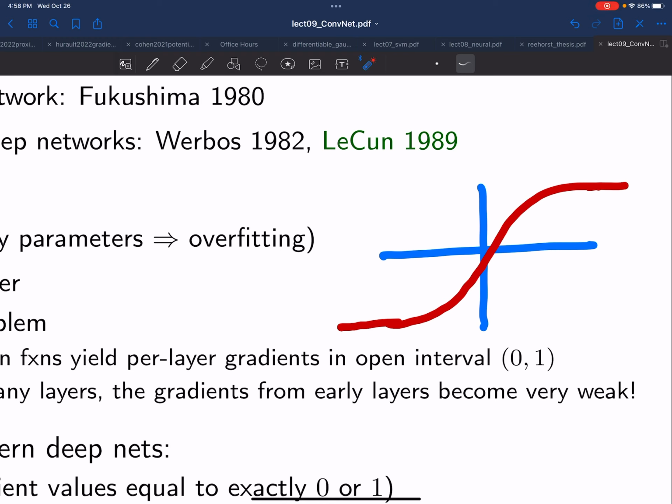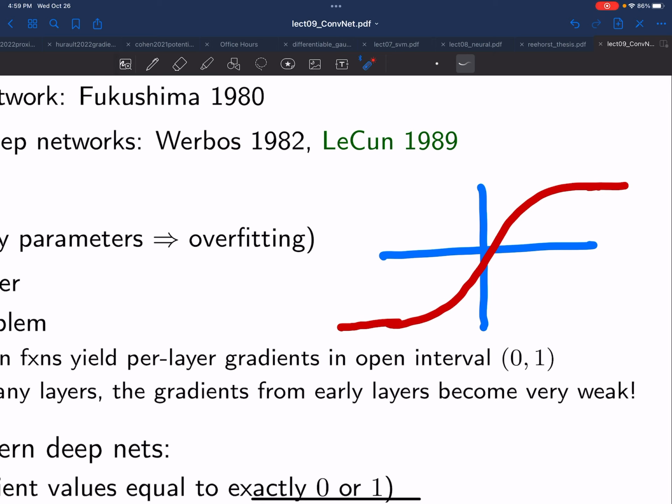Or I guess I drew the tanh. The sigmoid would be shifted so that the 0 is down here and 1 is up here. As you get away from the origin, the slope decreases. And as you get just a little bit outside, the slope is almost 0. And so that's a problem.